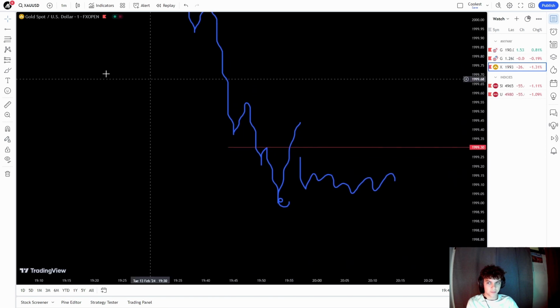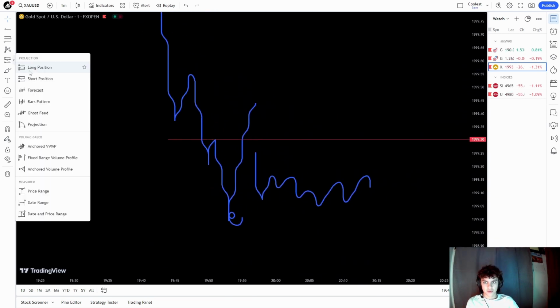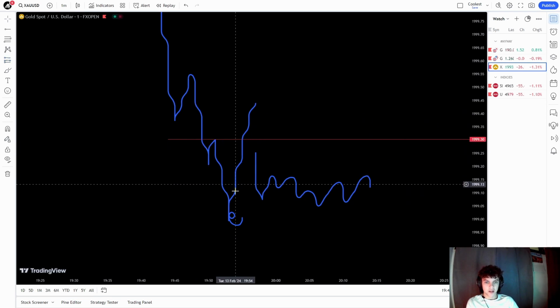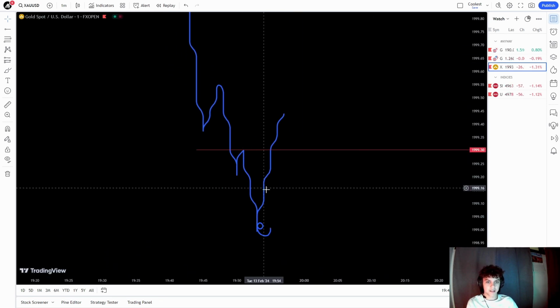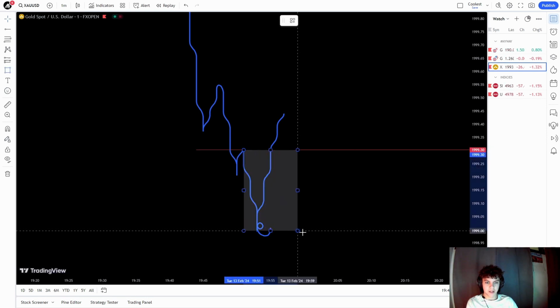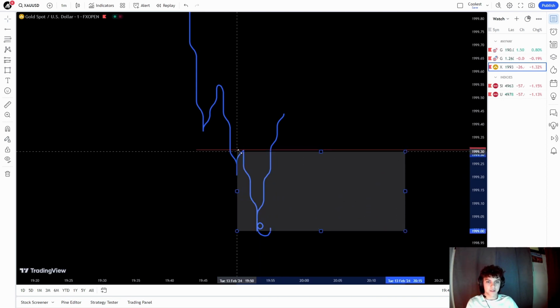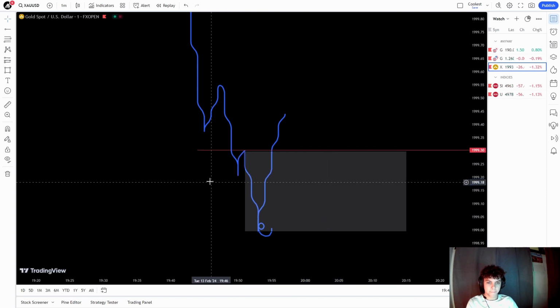Break structure right here. What happens then? The last down candle after the break of structure is the order block in this case. This right here, this is the last down candle, the candle that swept the liquidity. The last down candle after the break of structure to the upside. So this area is the order block, okay?